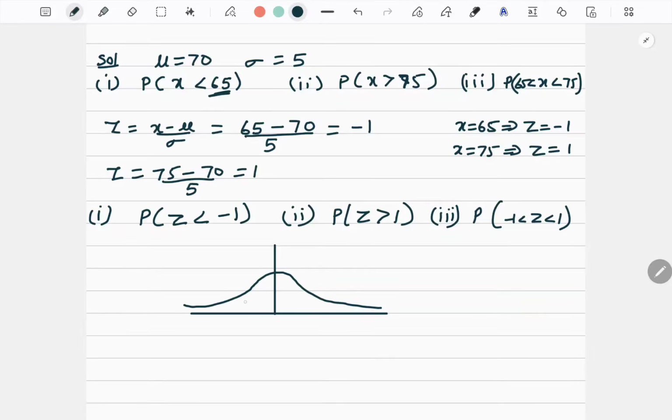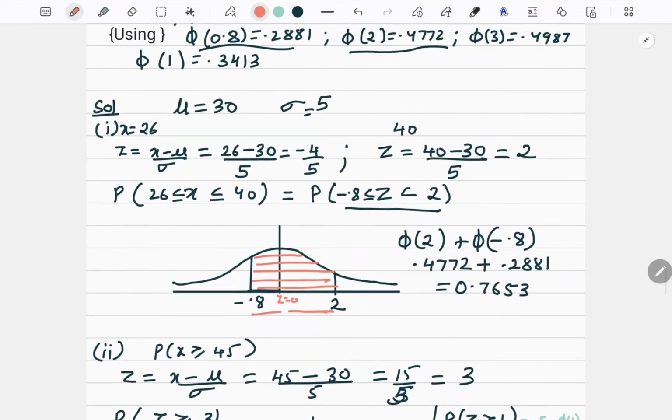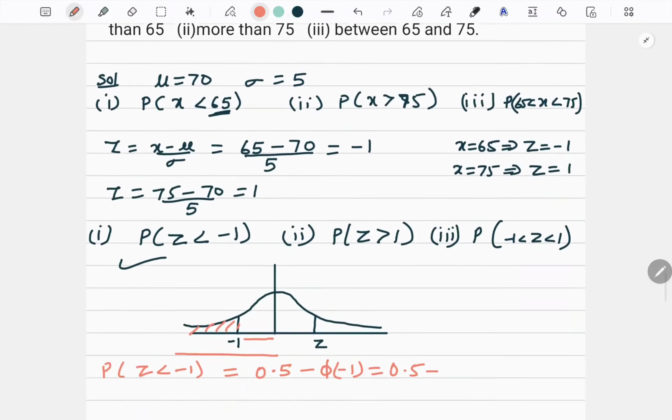Okay. So now suppose this is -1. This is 1. Now the first case, if I am talking about z is less than -1, means this area. So this area is how much? This portion minus this portion. So probability for z is less than -1 is equal to 0.5 minus phi of -1, which is equal to 0.5 minus what is the value of phi of 1? Phi of 1 value we have just given in the previous question. So our phi of 1 value is 0.3413.